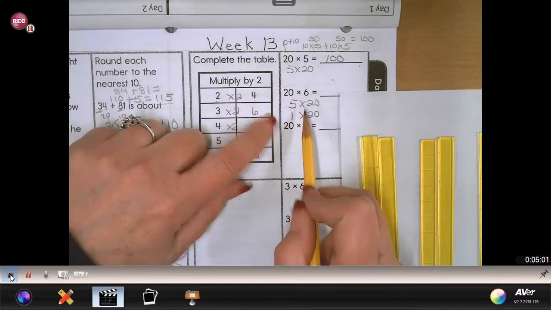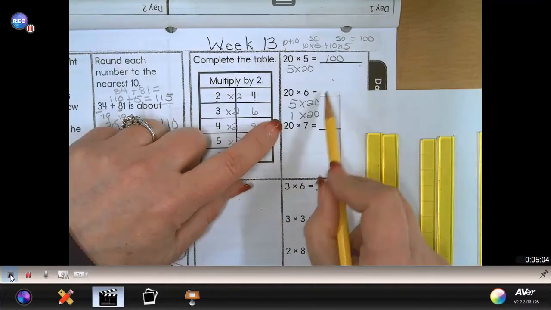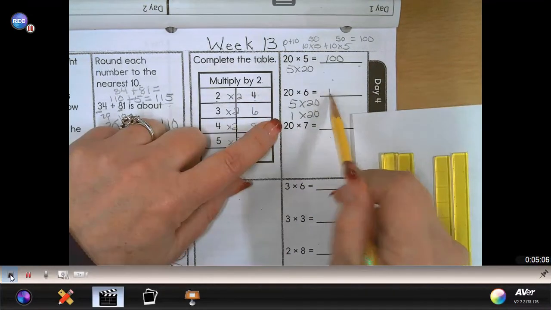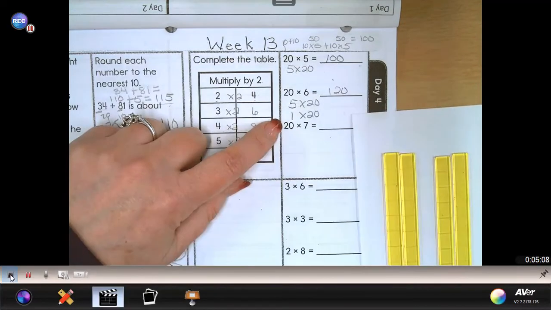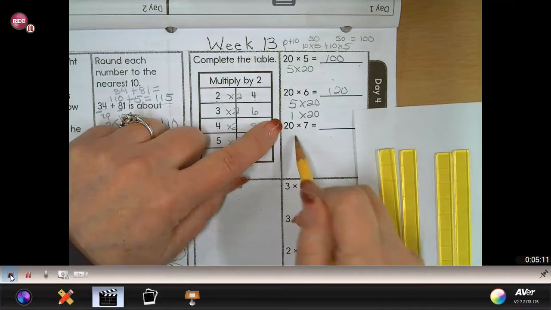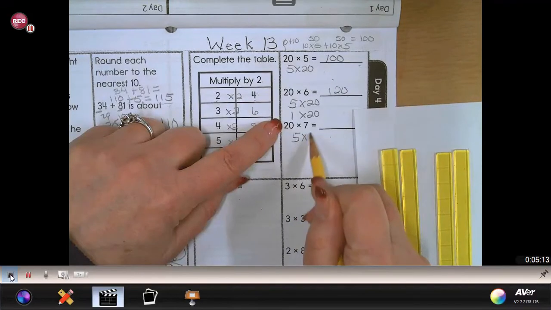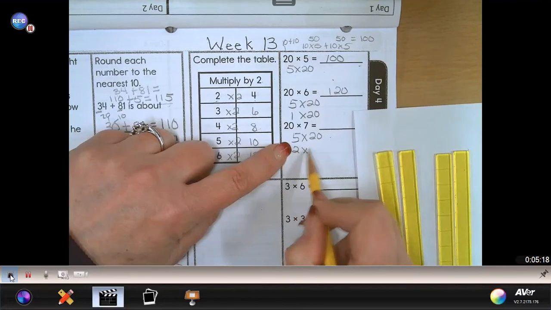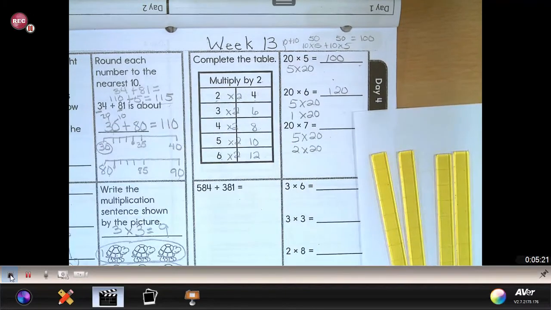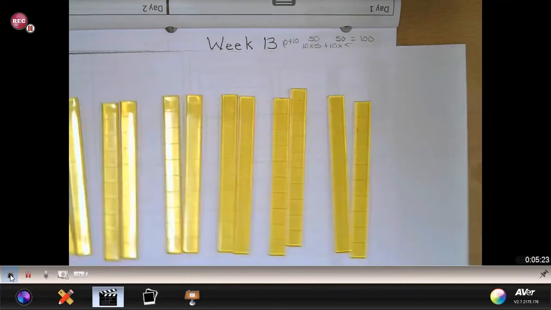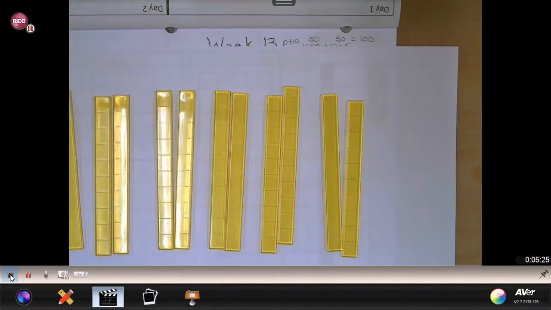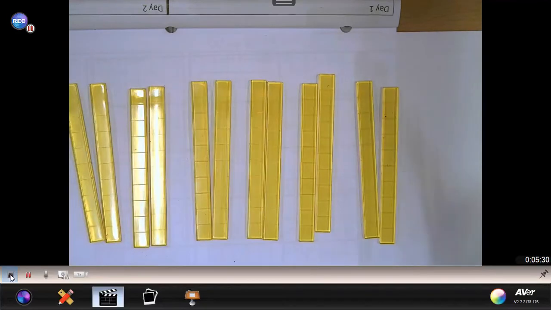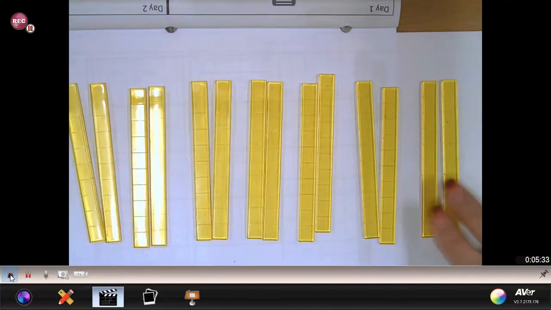So I can come over here and I know that one more group of 20 added onto this 100 right here is going to be 120. Now, I could do the same thing here. I could take this 5 times 20 and add another 2 groups of 20, so I'm using my base of 5 times 20 to add on.